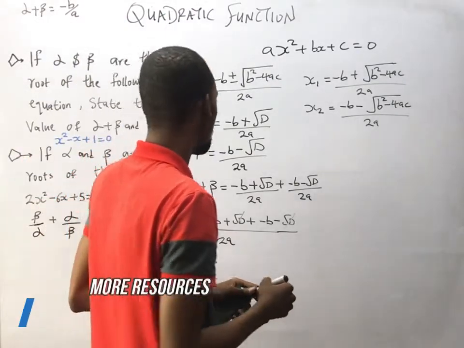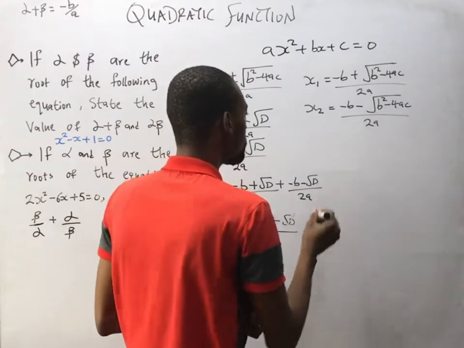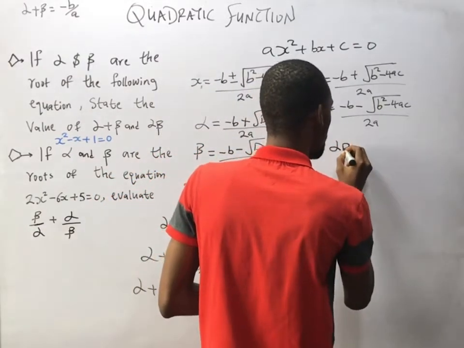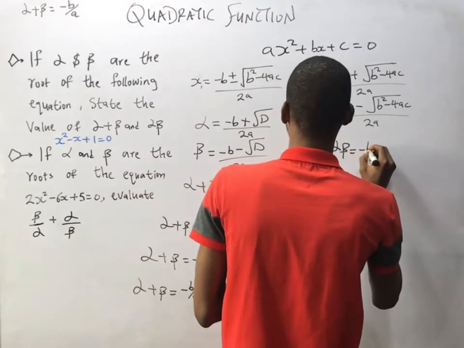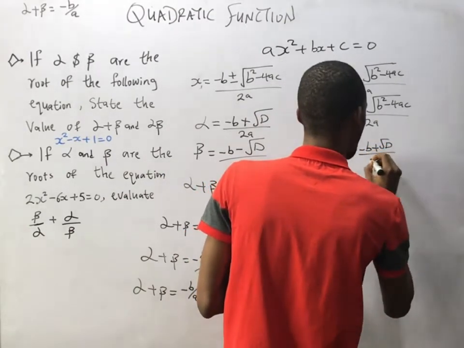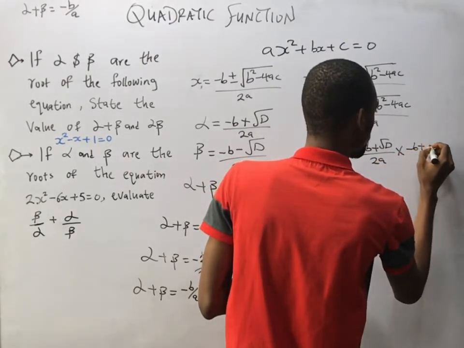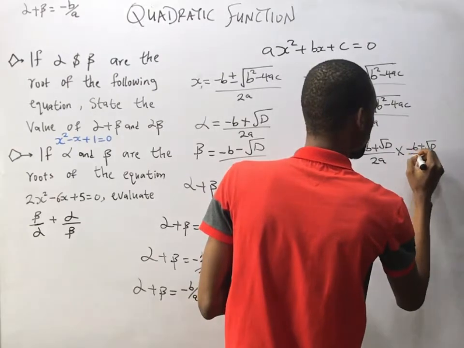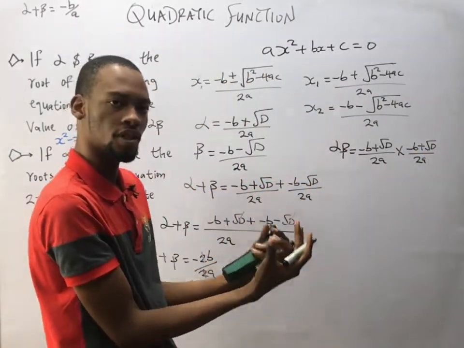So let's proceed. Let's look for the product of roots. The product of roots will simply be alpha beta, or alpha times beta, which equals (minus b plus square root of d) all over 2a, times (minus b plus square root of d) all over 2a. So that is the product of roots.